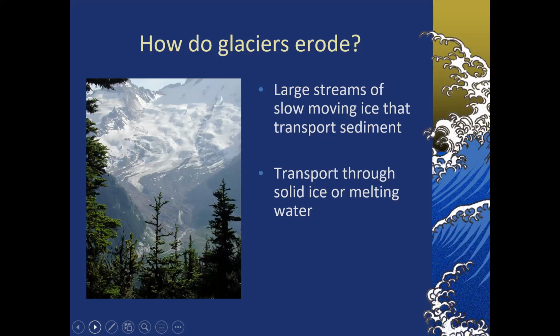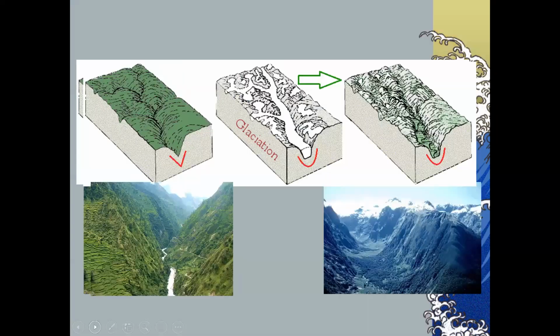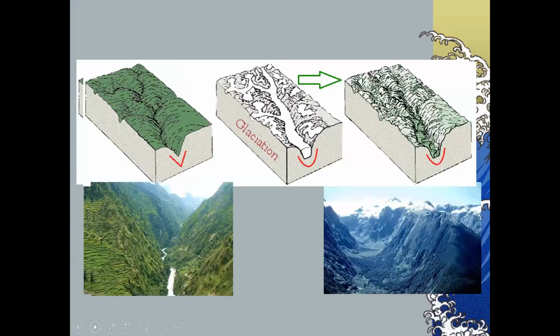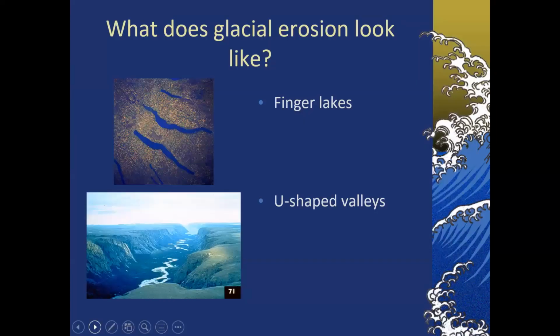So glaciers erode, they're like large streams of slow moving ice. So basically they act like a giant bulldozer. Glaciers are able to move anything that's in their way. So just like a bulldozer would plow through the land, anything that's in its way, whether it was a tiny piece of sand or a giant boulder, is going to get pushed out of the way.